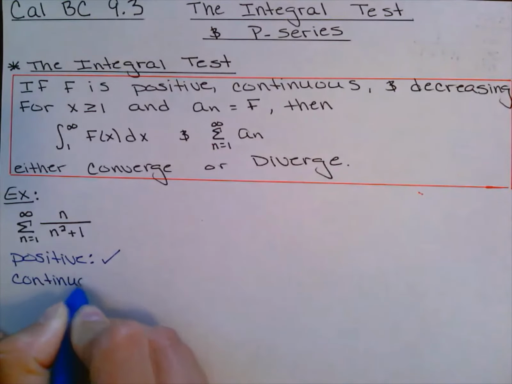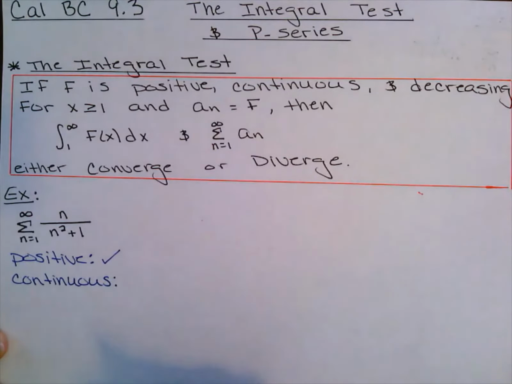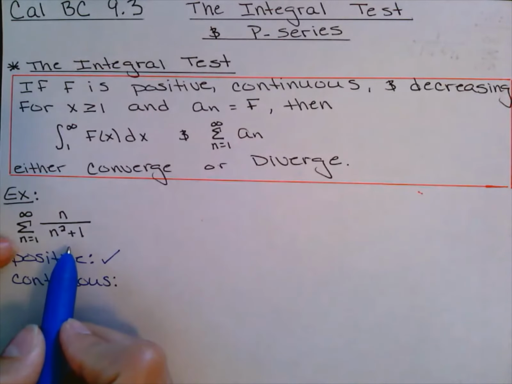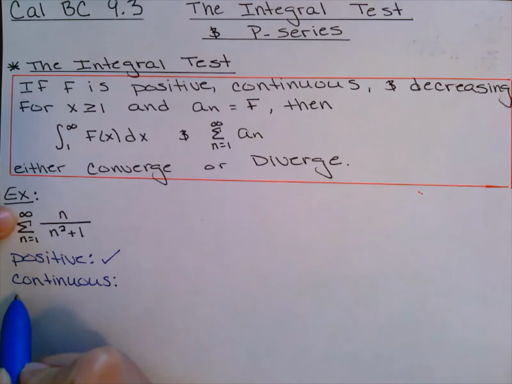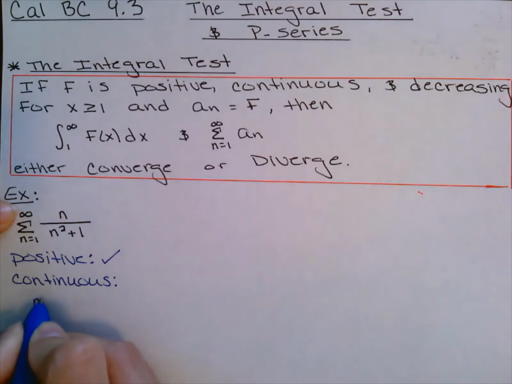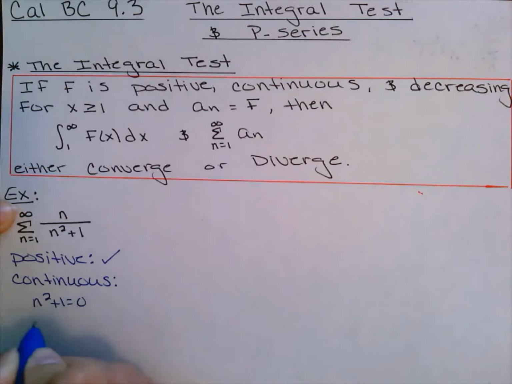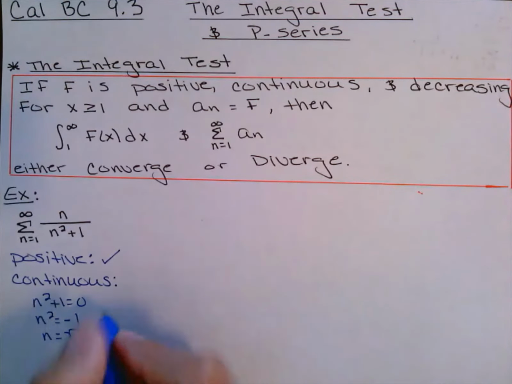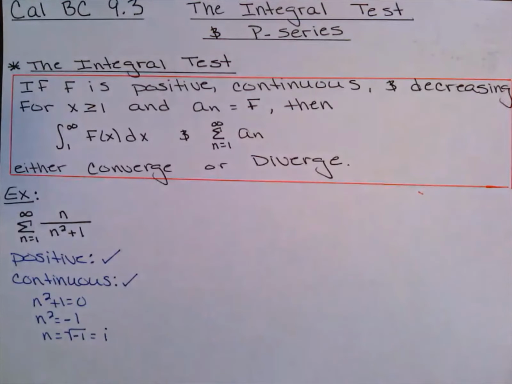continuous? Well, on a fraction, the way I check if something is continuous is by setting the denominator equal to 0. If I get a number in between my range here from 1 to infinity, then I would have a discontinuity at that spot. If I don't get a number between 1 and infinity, then I'm good and it's continuous. So n squared plus 1 equals 0. Move over that 1. When I do the square root of a negative number, I get an imaginary number. An imaginary number is not in between 1 and infinity. Therefore, it is continuous. Okay?